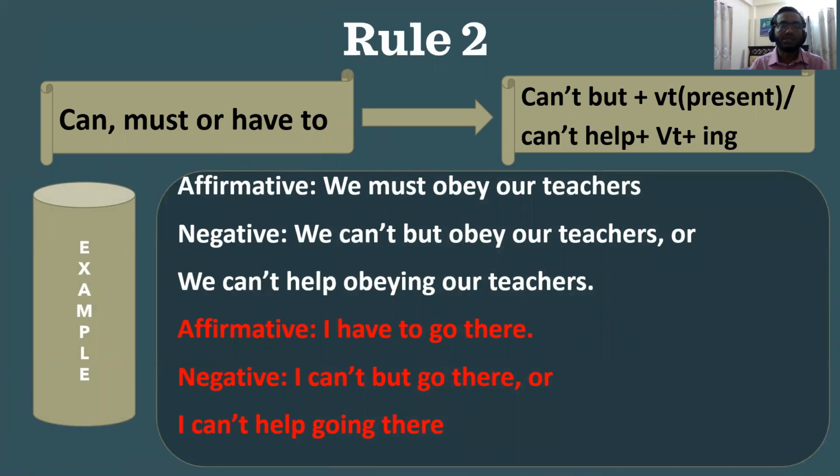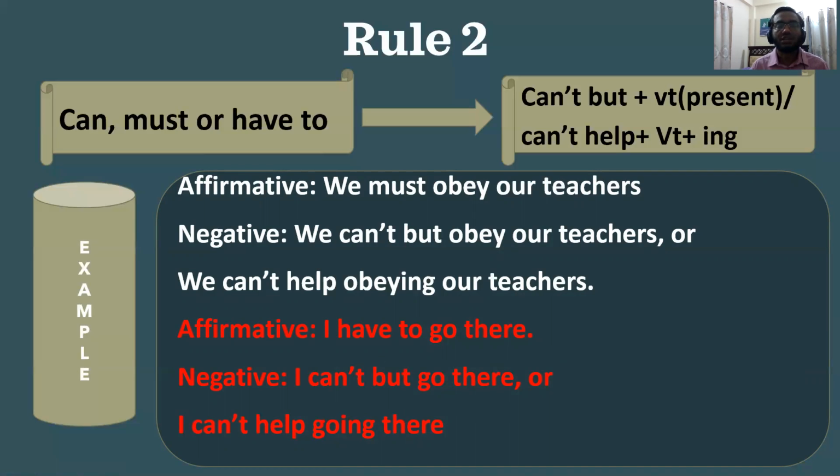Now, I'm going to give an example of it. Two examples are given here because of cannot but plus verb and cannot help plus verb ing. Affirmative: we must obey our teachers. Negative: we cannot but obey our teachers, or we cannot help obeying our teachers. And number 2, affirmative: I have to go there. In negative form: I cannot but go there, or I cannot help going there.